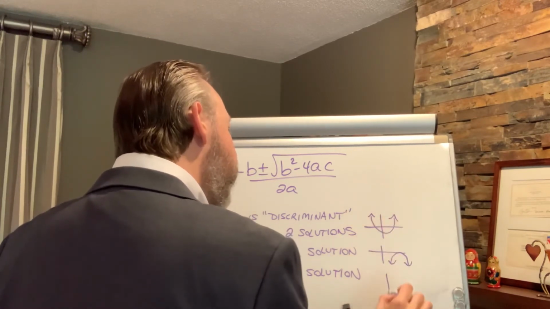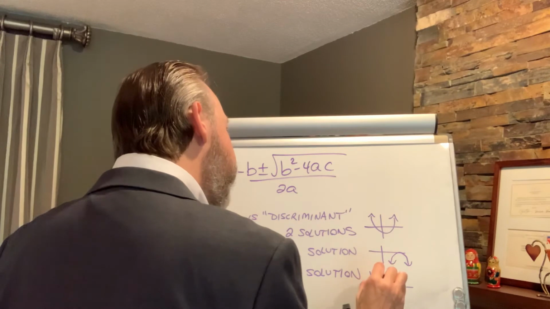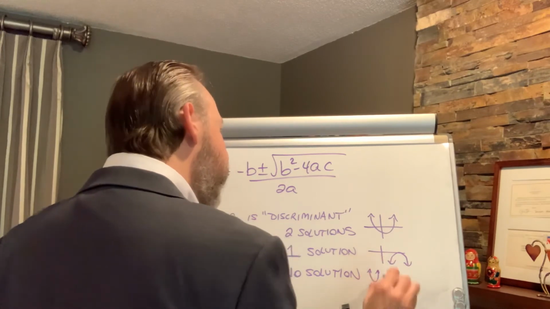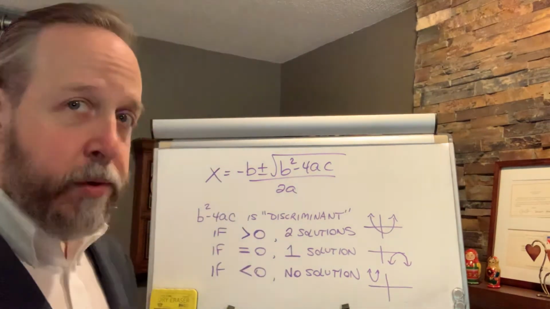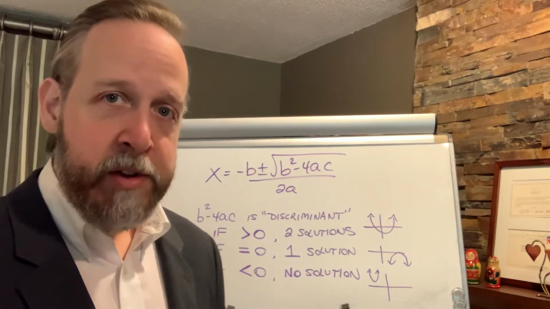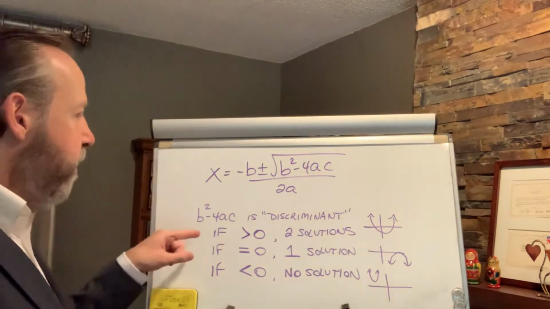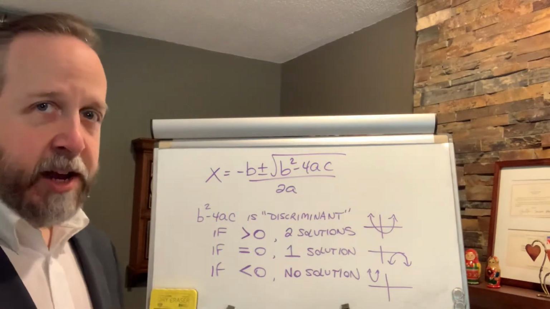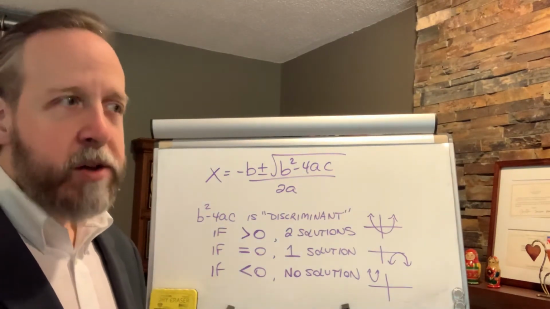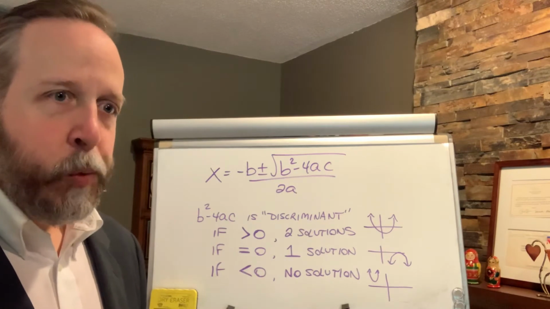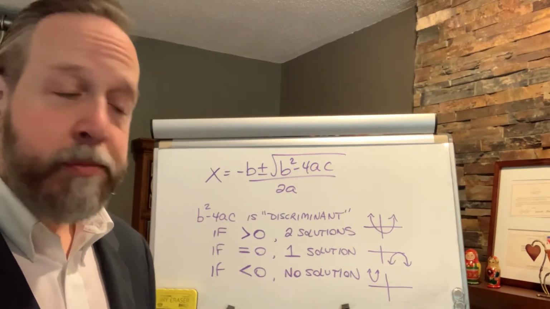And no solution is an instance where it never gets to the x-axis. Whether it opens up or opens down is irrelevant. It never gets to the x-axis. This is the quick and easy guideline that will tell you what the discriminant is telling you, which is how many solutions there will be.